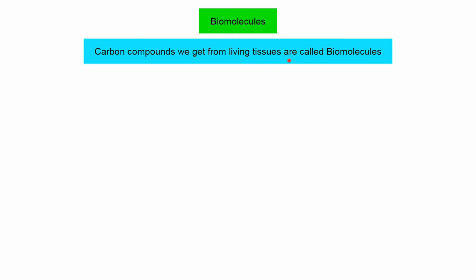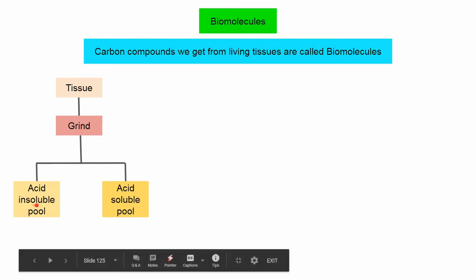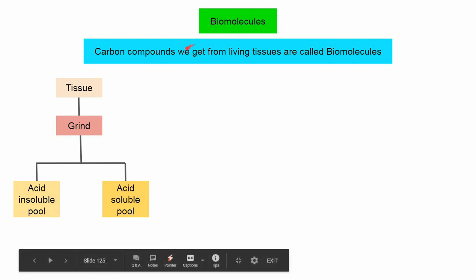So can we visualize the biomolecules, or can we look into the biomolecules in reality? The answer is actually yes. What we can do is take a tissue and grind it with a chemical called trichloroacetic acid, and you get a thick slurry. This slurry can be divided into two important components. The first one is the acid insoluble pool and the other one is the acid soluble pool. In these two pools you can see the biomolecules which are mainly present.